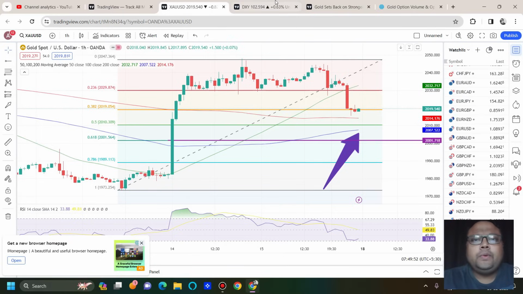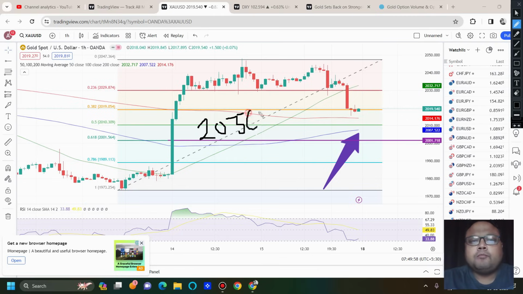And on the chart of gold, we can expect that the weekly range will be 2050 to 2000.